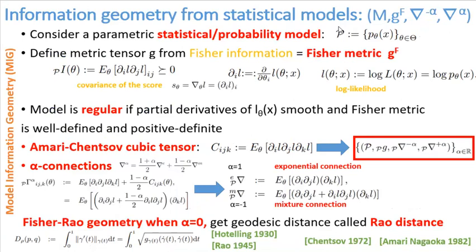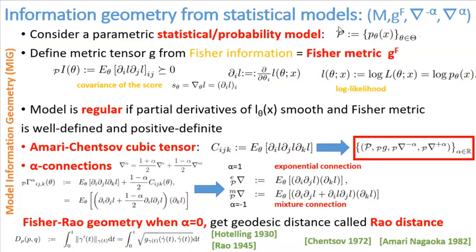So you have the Fisher metric and the Fisher information matrix, which are 2 different things, very closely related. And the cubic tensor that I mentioned before can be computed with the log likelihood partial derivatives like that. And then you get a family of alpha connections. This is the work in the late 70s and 80s by Professor Amari and Nagaoka, right?